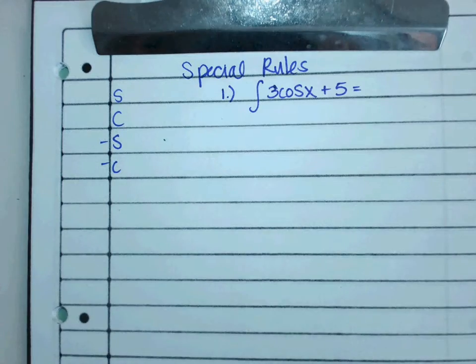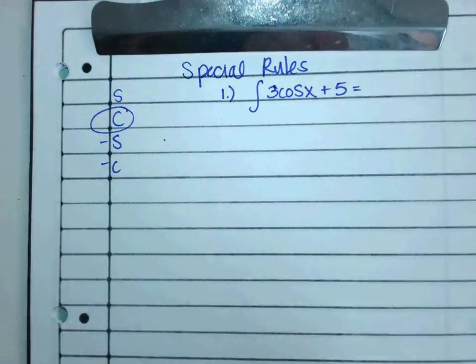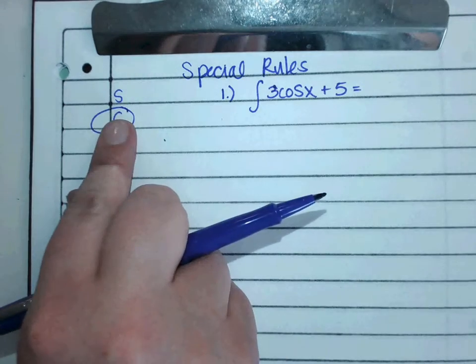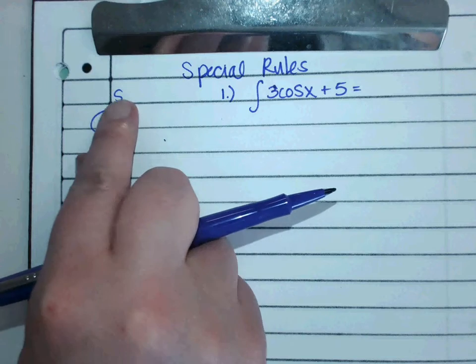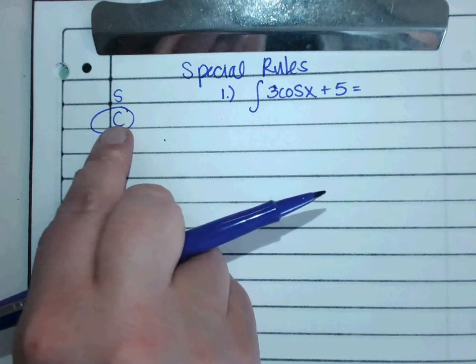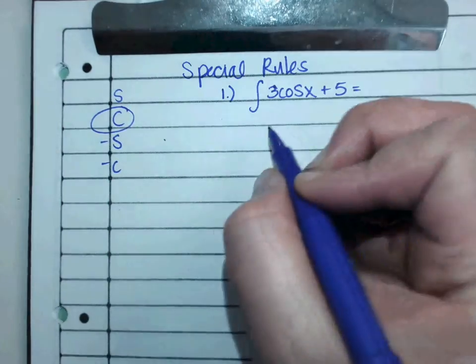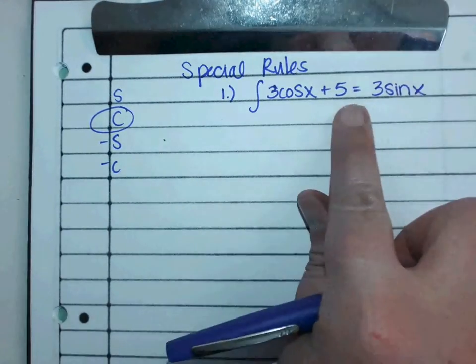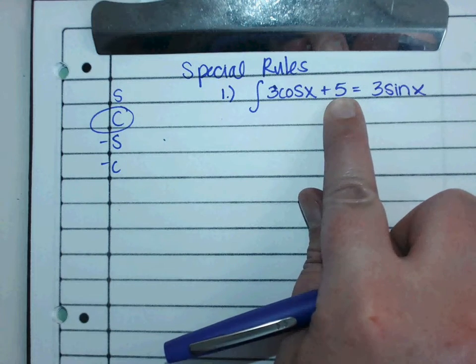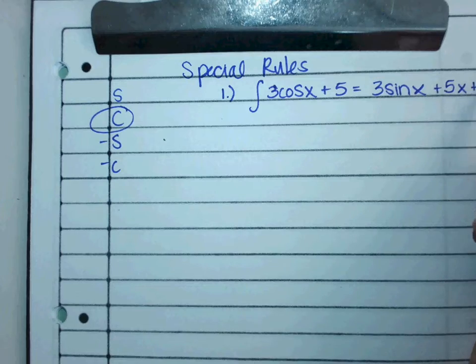Okay, I'd say, okay, well, I need to be on cosine. Cosine is here. If I wanted a derivative, I would go down, but if I want an antiderivative, I go up. So what is the antiderivative of cosine? Regular sine. So it'd be 3 sine x. Now, what's the antiderivative of plus 5? Plus 5x plus c.